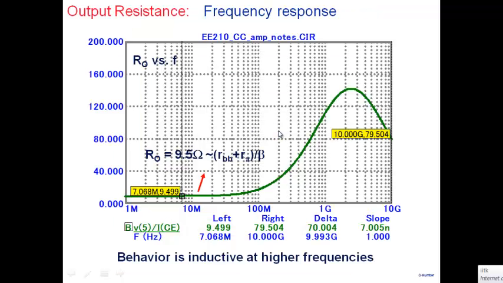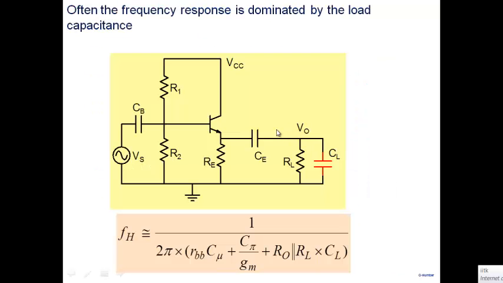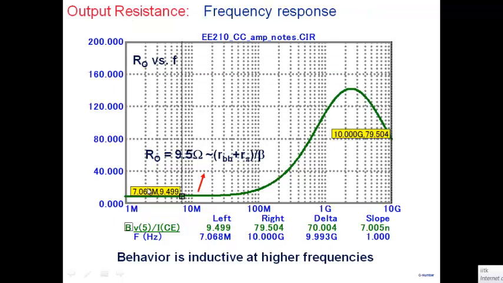Now, when you look at a common collector amplifier from here, and you look at it as a function of frequency, I'm plotting the magnitude of the output impedance. Magnitude, I'm not looking at the phase part here. As you can see, this is the mid-band region, independent of frequency. The value is pretty small, 9.5 ohms.